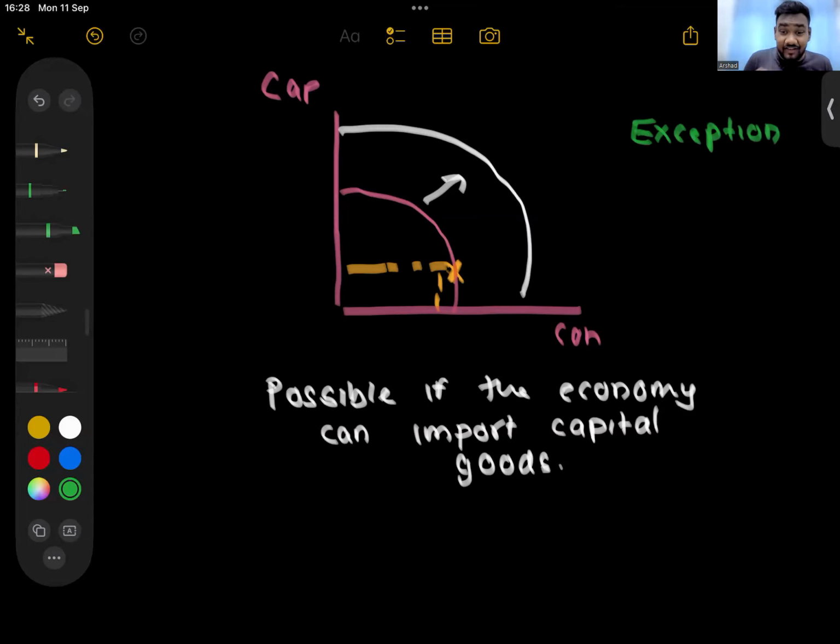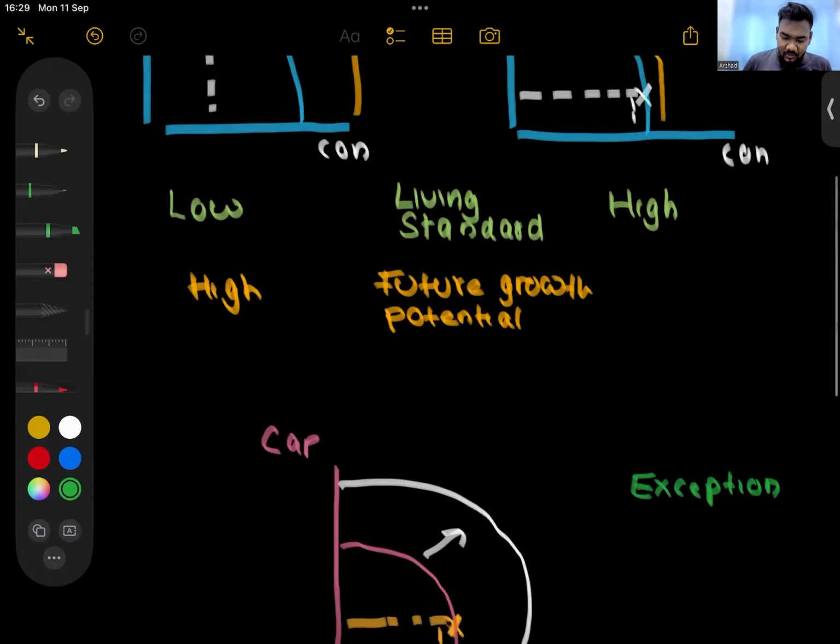Usually, if you have high current consumption, future growth is less. But if you sacrifice your current consumption, future growth is high. How can you have both? If you want to have both, you can have high amounts of consumer goods currently and also import your capital. That way, you can have both high current living standards and high future economic growth. Is that part clear? Any questions, problems? Okay. Then we're done with this.